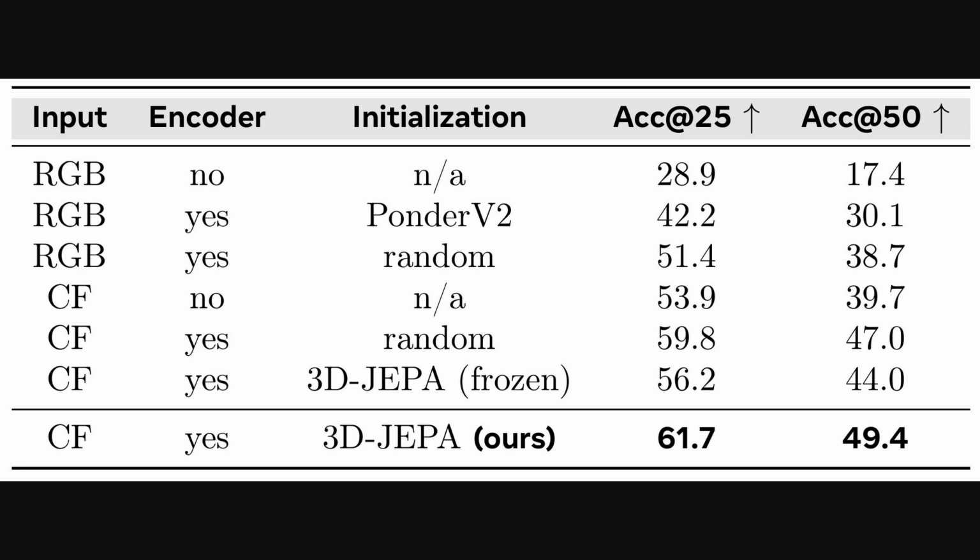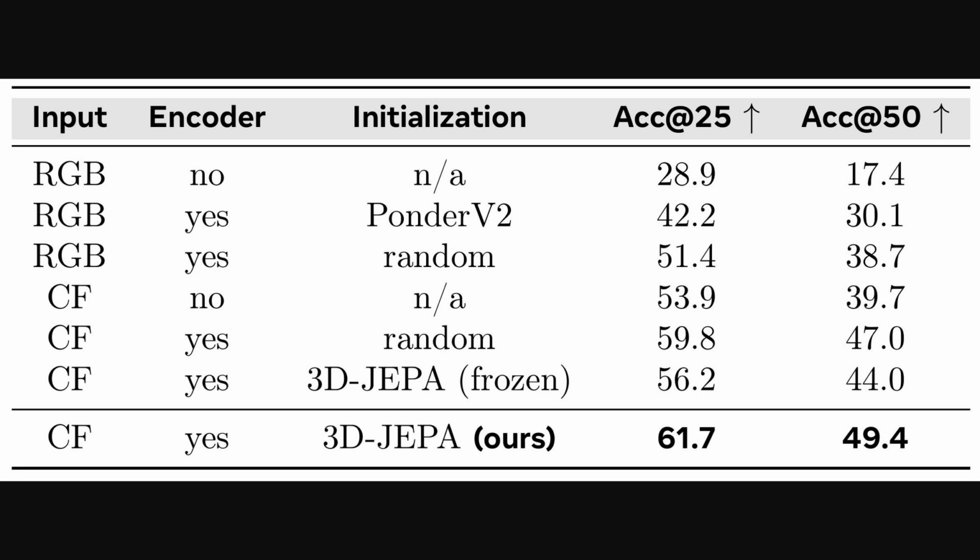We see, for example, that just using richer concept fusion features instead of basic red, green, blue, or RGB, color data boosts ACC at 25 from 28.9% to 53.9% without an encoder. Adding an encoder, even randomly initialized, helps further.